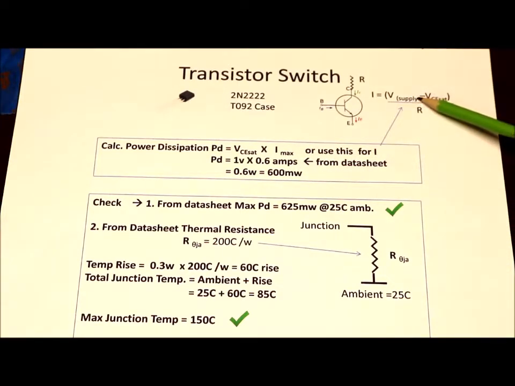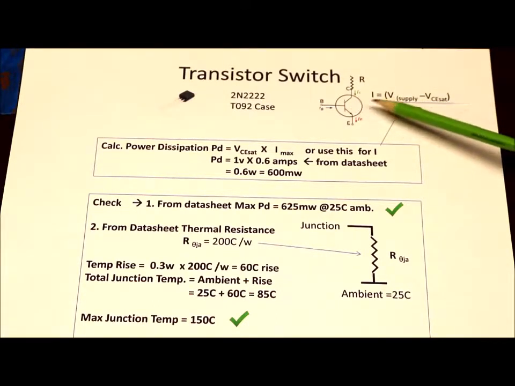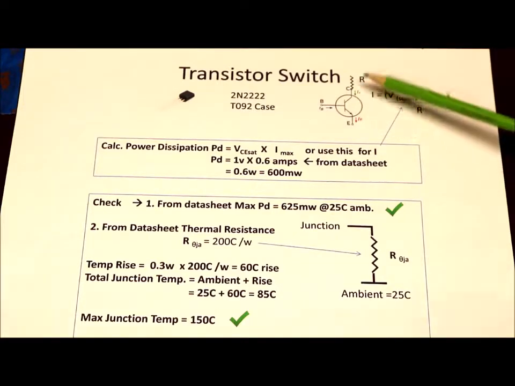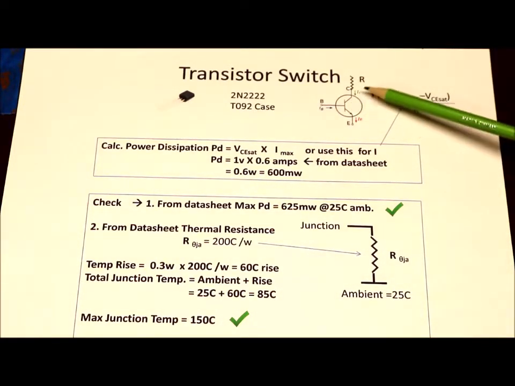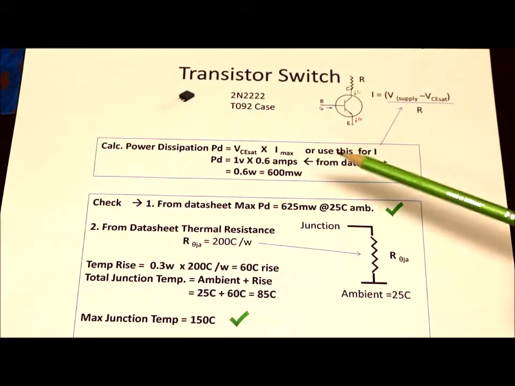Now you can also use this formula to determine what your actual current is. If you know the supply voltage, the VCE sat, and the resistor value, you can calculate the current through the resistor, which is also the current through the transistor.